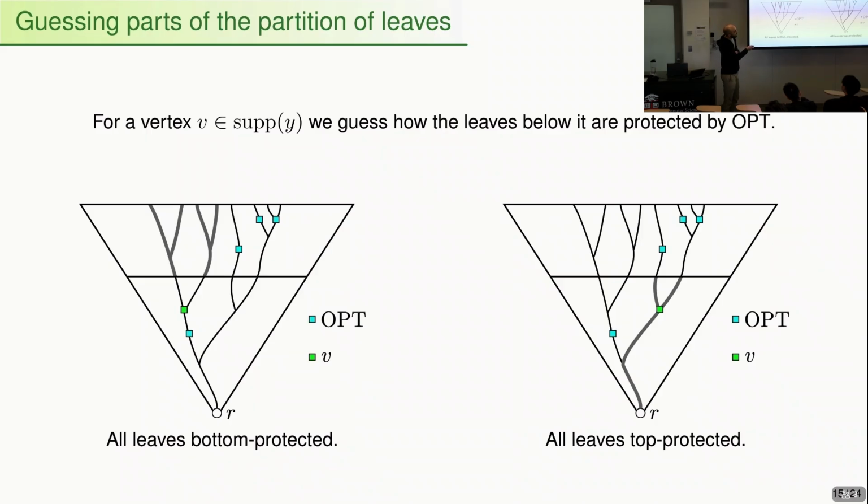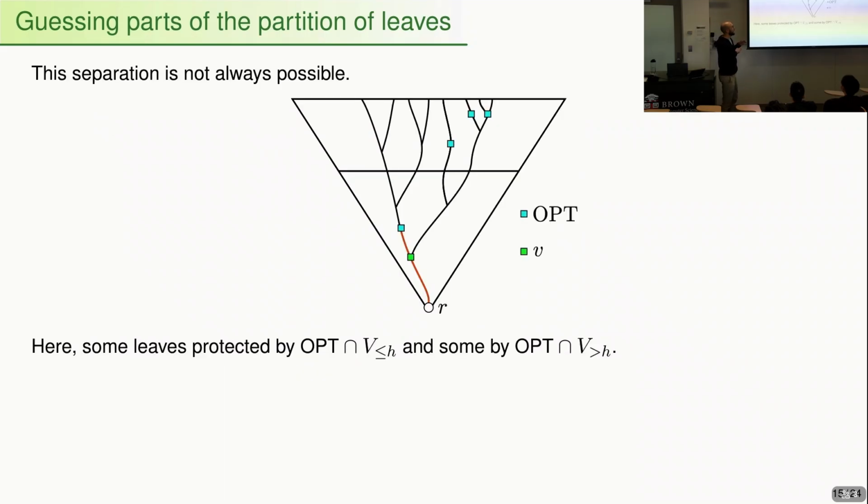On the right-hand side, we have this support vertex, and here all the vertices in the subtree are protected by vertices on the top levels. This we call top protected. These are nice because it's just a yes-no decision that we have to make, and this can be enumerated quite efficiently. But of course, it could also be a mixture of both. For this vertex here, for example, some vertices in the subtree are protected by this one on the bottom levels, but other ones are protected by vertices on the top levels.